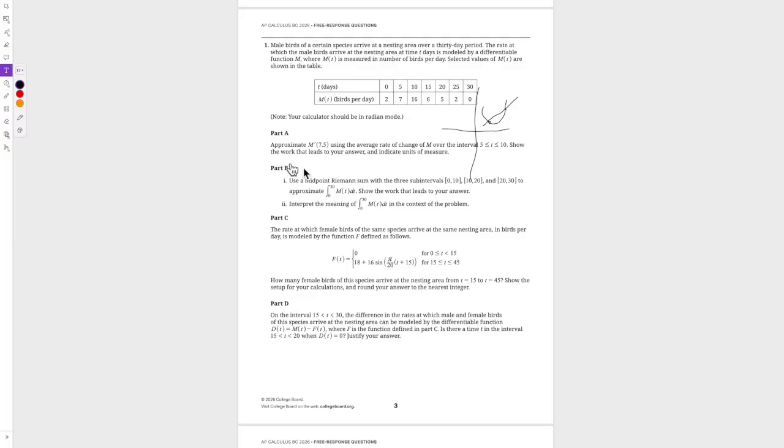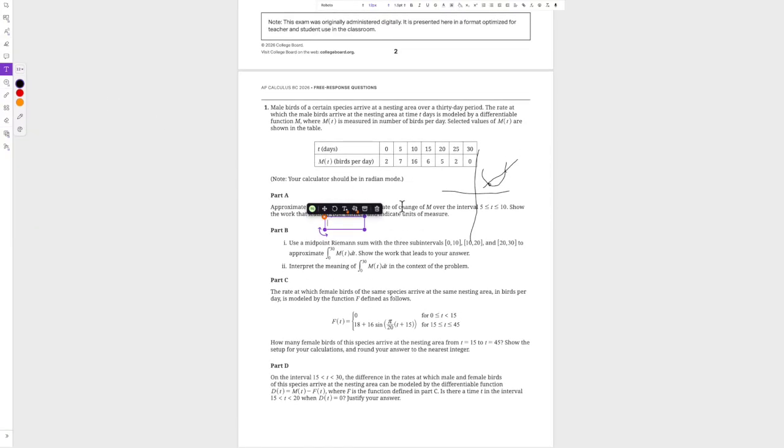So in order to do this, we're going to be writing m prime of 7.5 is equal to, let's expand this, m of 10 minus m of 5 divided by, and well, 10 minus 5 is 5, so we can just write 5 here. And what is m of 10 and m of 5? M of 10 is 16, m of 5 is 7, this equals 9. So our final answer is just 9 over 5.